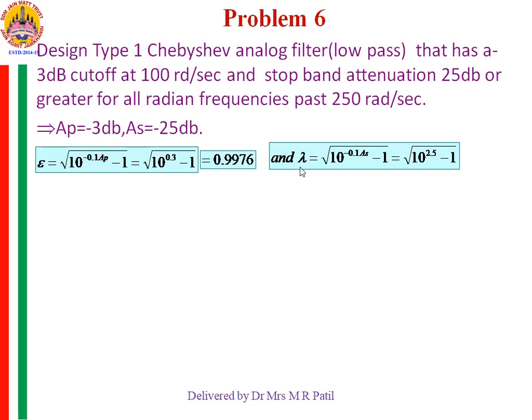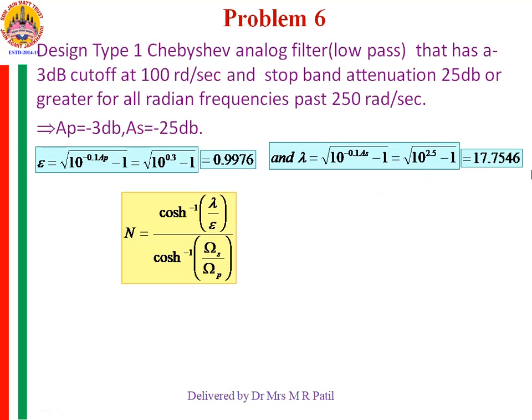That is good. Now for lambda, it is square root of 10 to the power minus 0.1 alpha s minus 1. Now alpha s is minus 25. So when you substitute alpha s here, you will get 10 to the power of 2.5. Then use your calculators and find 10 to the power 2.5. Subtract 1 from it and take a square root of it and obtain lambda. 17.75, right? So we have now epsilon and lambda.